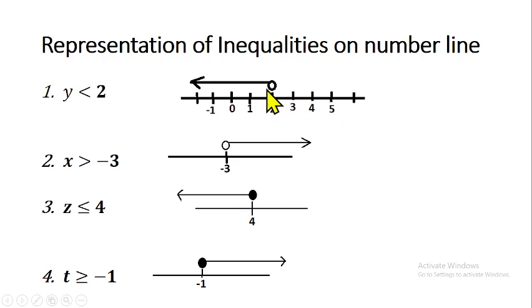The difference is that when it comes to strong inequalities, the circle here will not be shaded, but when it comes to weak inequalities, the circle here will be shaded. You can see that this place and this place are shaded. I hope you grab that.